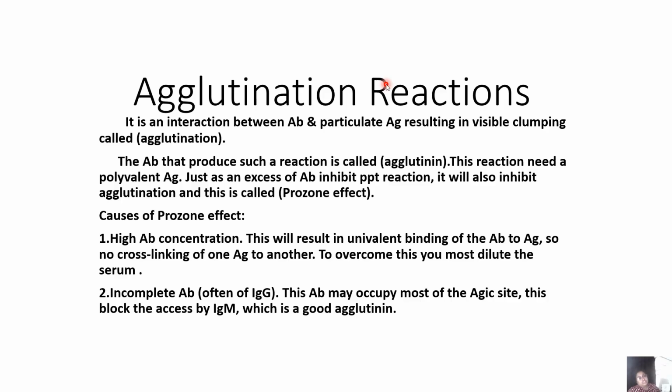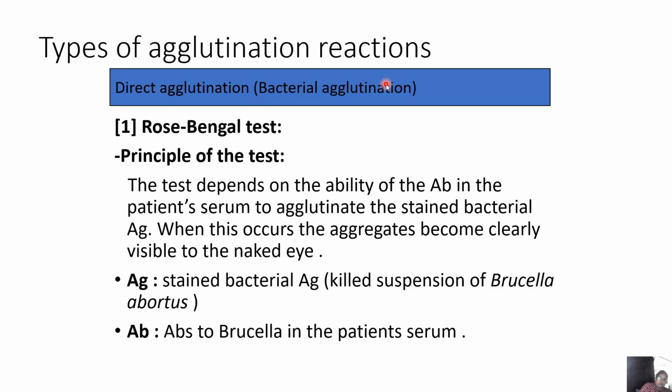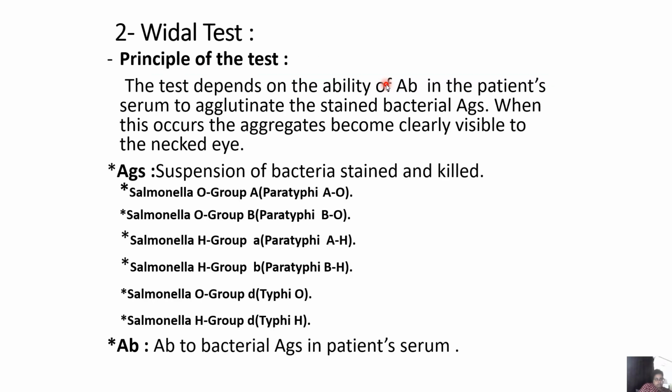High antibody concentration. This will result in univalent binding of the antibody to antigen, so no cross-linking of one antigen to another. To overcome this, you must dilute the serum. Incomplete antibody, often of IgG, may occupy most of the antigenic sites. This blocks access by IgM, which is a good agglutinin. I'll not go into the process.